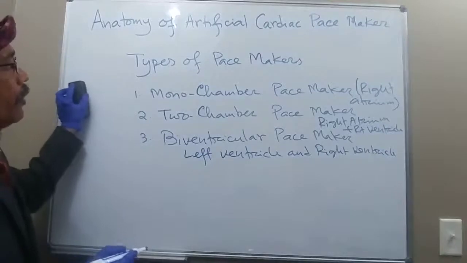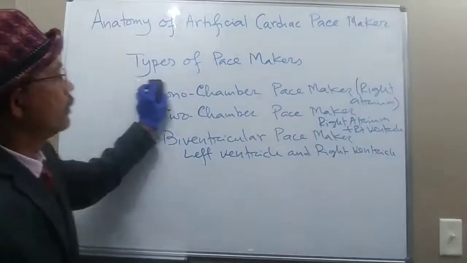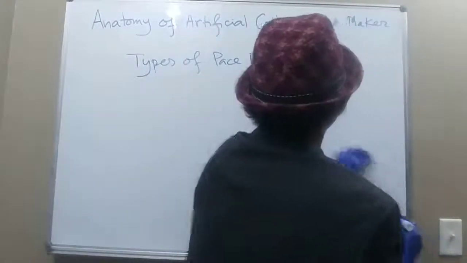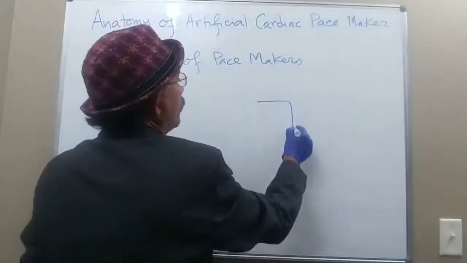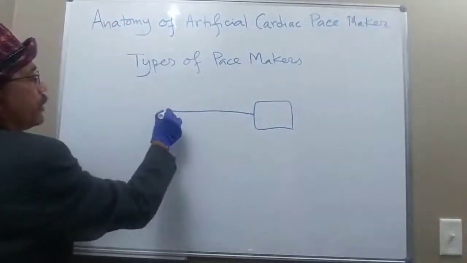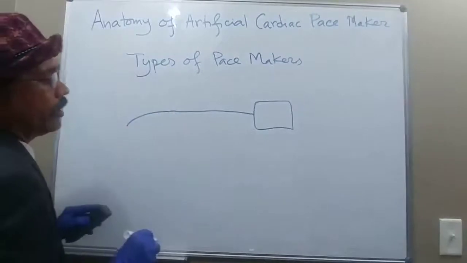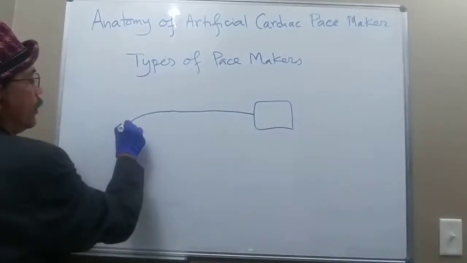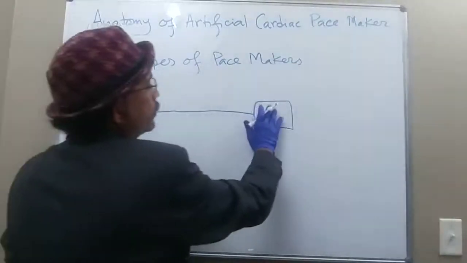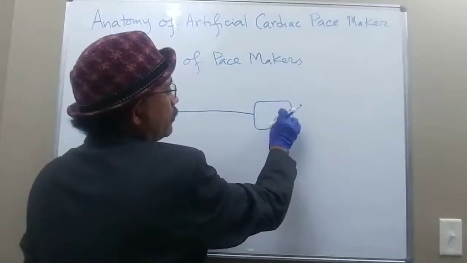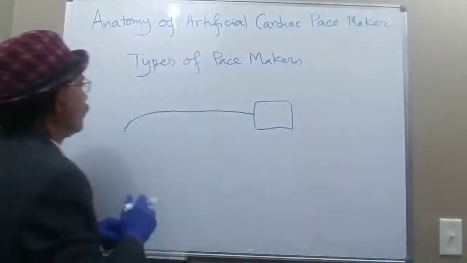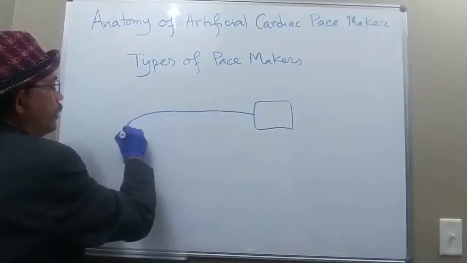So what are the components of a pacemaker? We need something like a battery, and the cord should come from there and be placed inside the heart wall. So this is the generator. It works by a battery. These are the leads or wires.